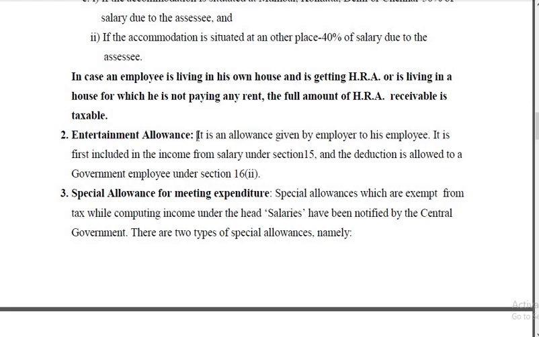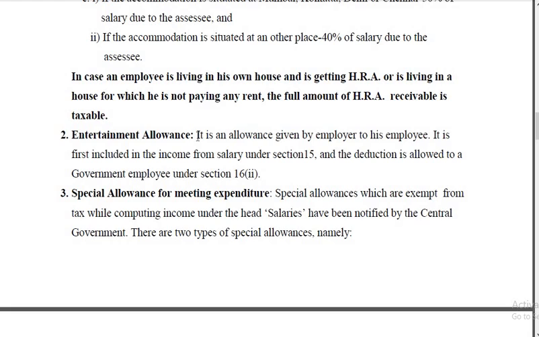So to meet those expenses, you might be given entertainment allowance, and it is included in the salary income under section 15. It's fully taxable. Then deduction is allowed under section 16 subsection 2. There are three deductions under section 16 from the salary income. Number one, standard deduction. Number two, entertainment allowance. Third one, professional tax.